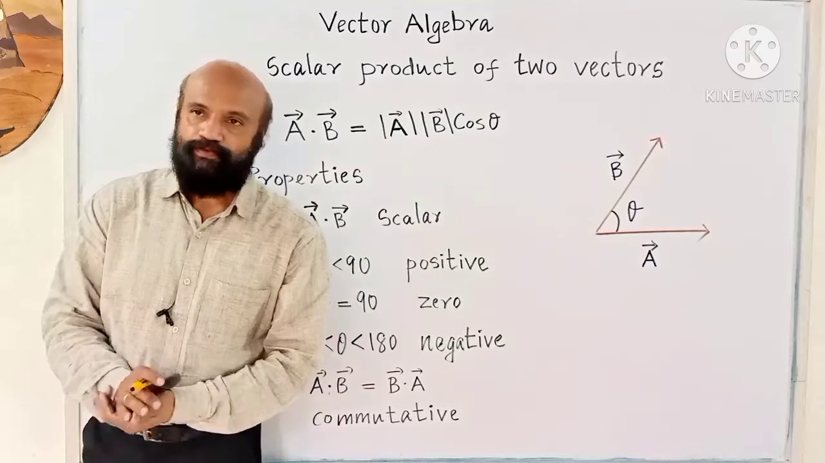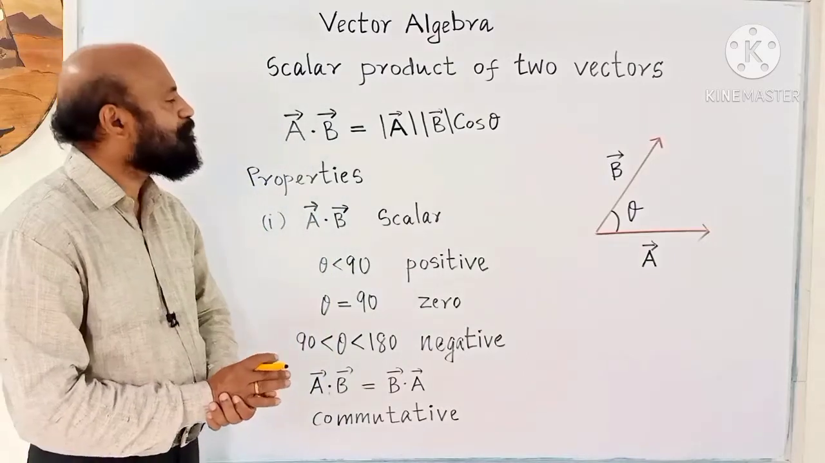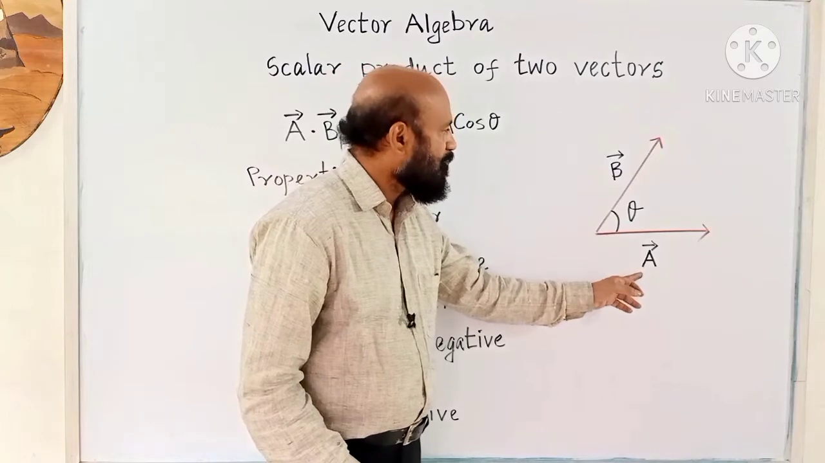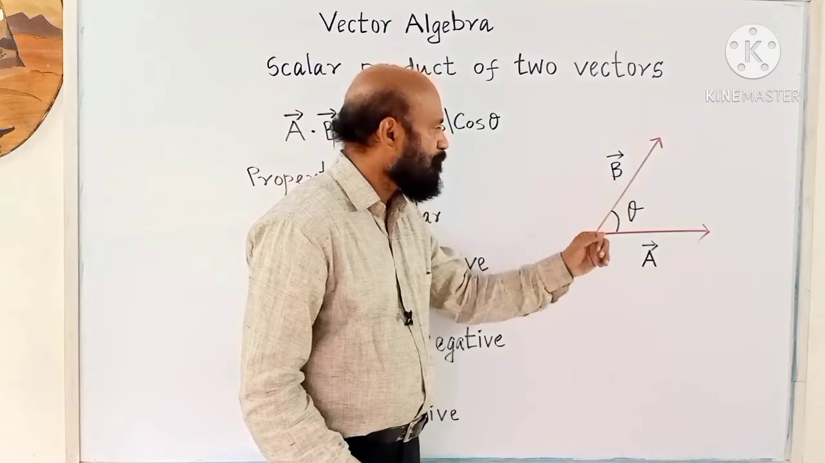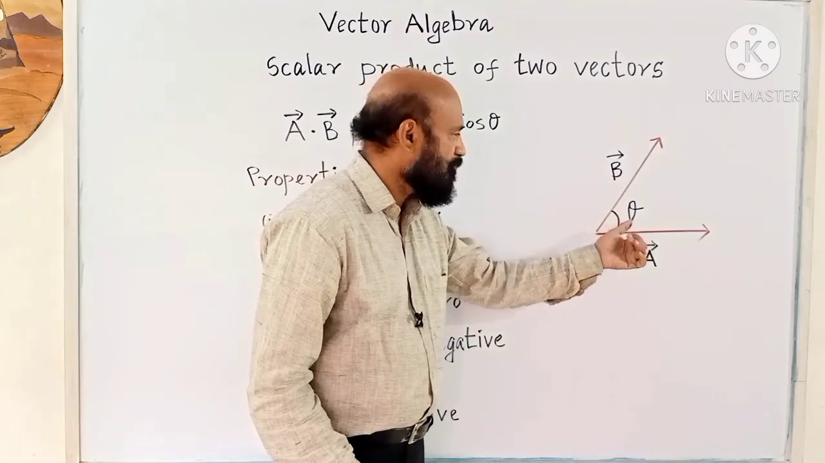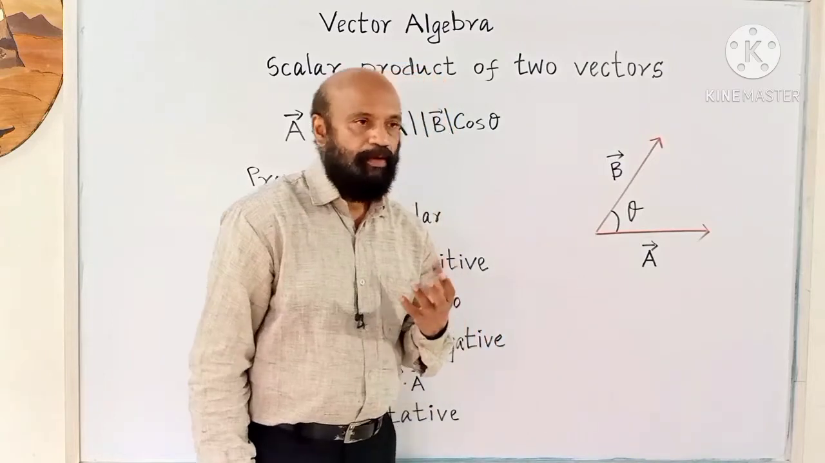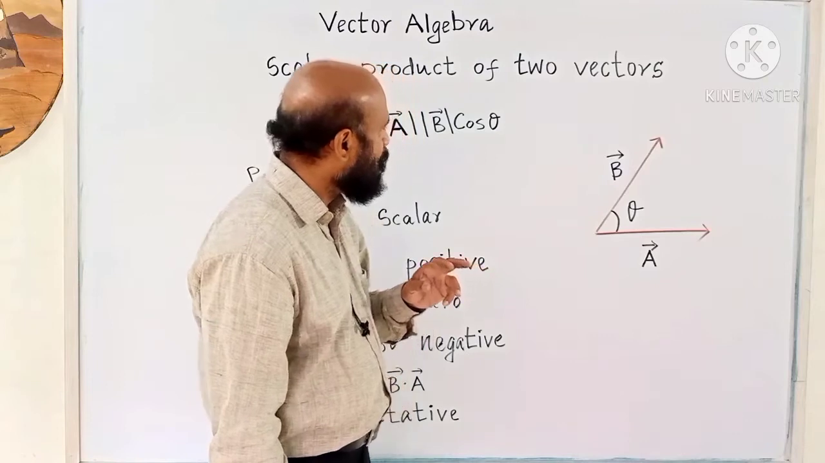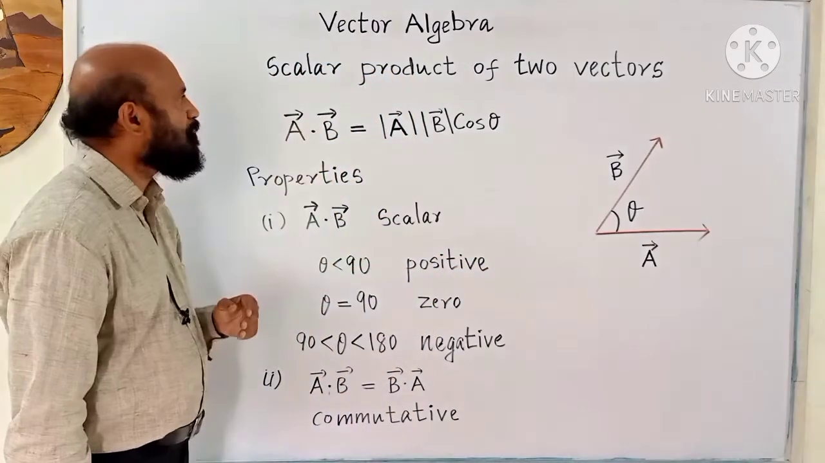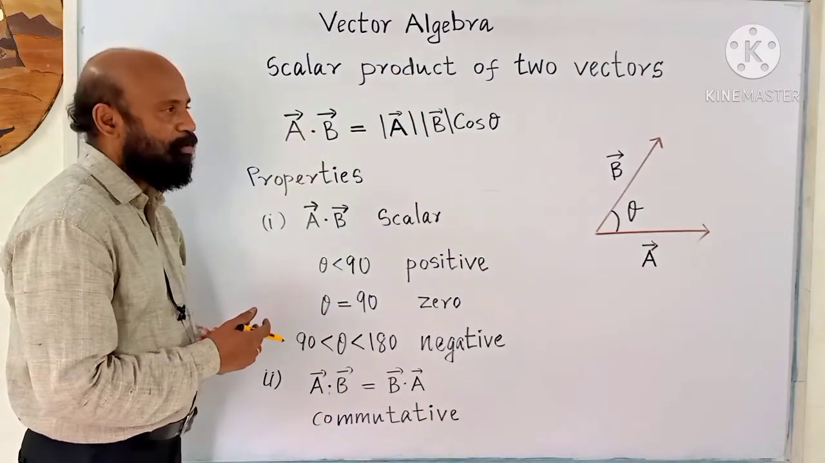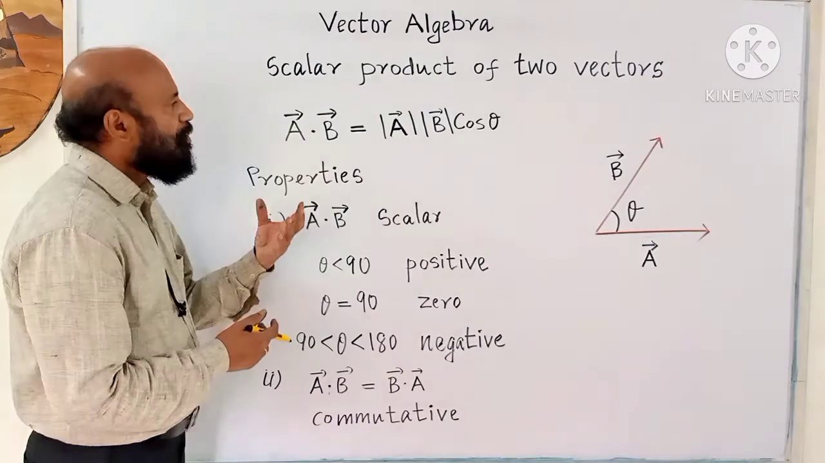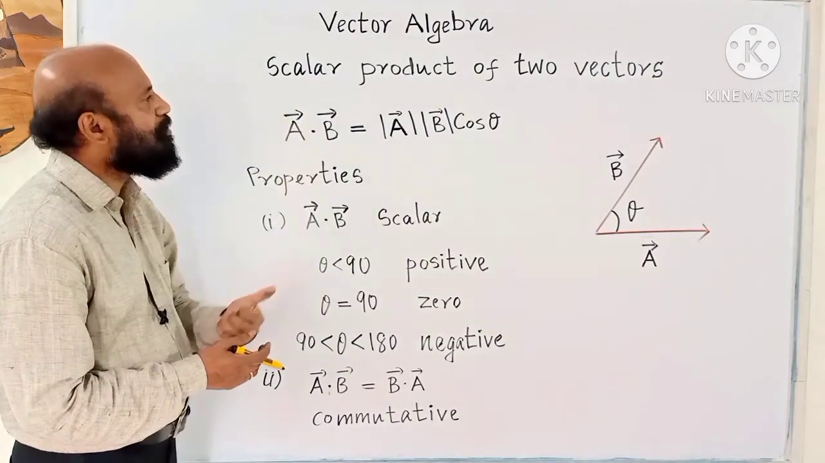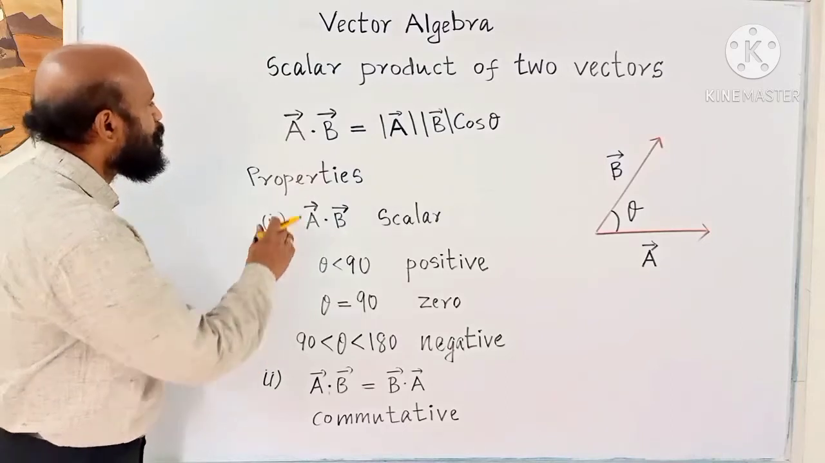Scalar product of two vectors. There are two vectors, A vector and B vector. Angle between them is theta. We can multiply two vectors in two ways. One is scalar product, the other one is vector product. In this video, I am going to explain scalar product of two vectors.